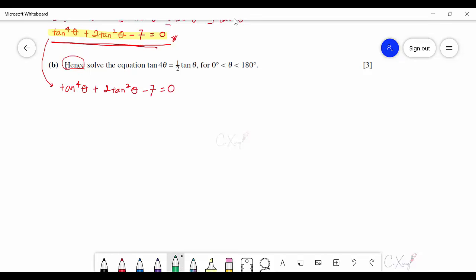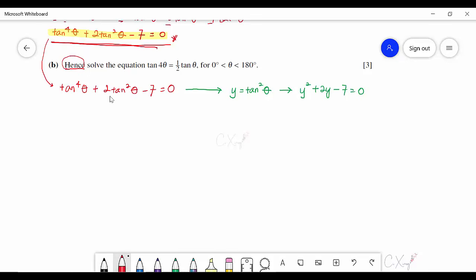Generally, this is a quadratic form equation. If you cannot see that, you can let y equal tangent squared theta, and the equation becomes y squared plus 2y minus 7 equals 0. Very obviously this is a quadratic equation. If you cannot see it clearly, you can solve it in terms of y, then change it back to tangent theta later. For me, I will solve it in terms of tangent theta.